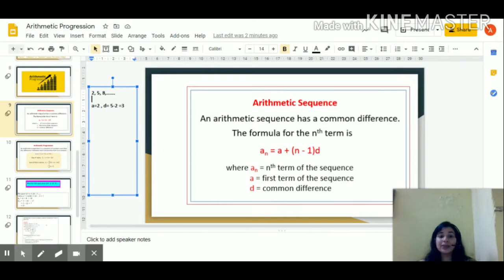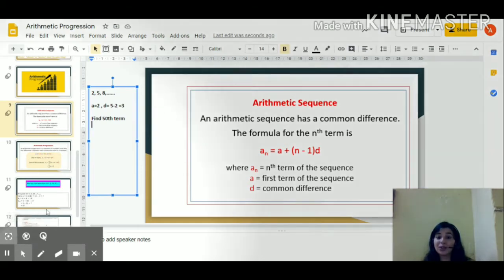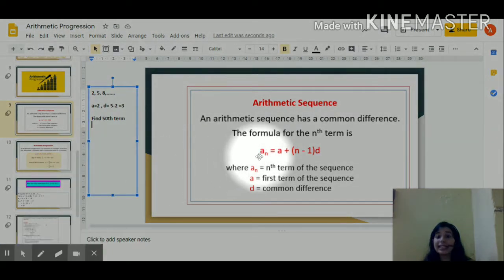So now what is our task? Our task is, suppose I give you a question: find the 50th term of this sequence. I'm asking you to find the 50th term. That does not mean that you will keep on adding the terms till you get the 50th term. No. Here you have a direct formula in order to solve this question. What is that formula? It is an equals a plus (n minus 1)d.